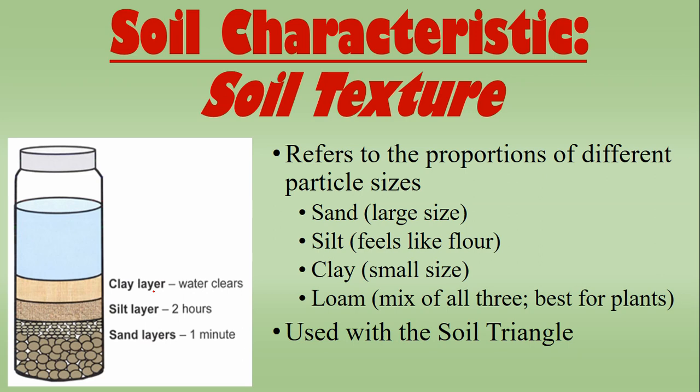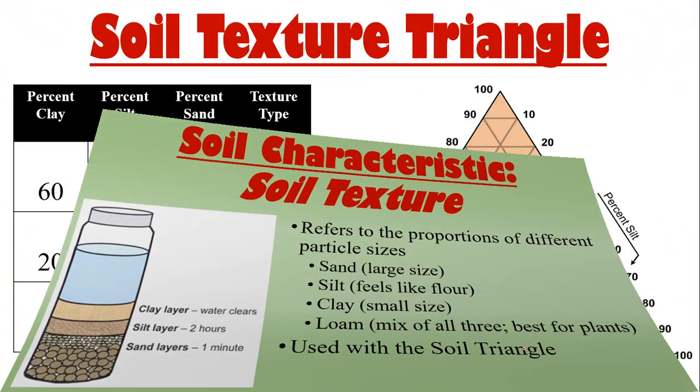Soil characteristics, you've got to talk about your soil texture. This refers to the proportion of different types of particle sizes. The largest size being sand, followed by silt, which kind of feels like flour. The smallest particle size is something called clay. If you mix all three together, you get something called loam, which is best for plants. We use a soil triangle to figure out what type of soil there is based off the three particles: sand, silt, and clay. And here's the soil triangle.